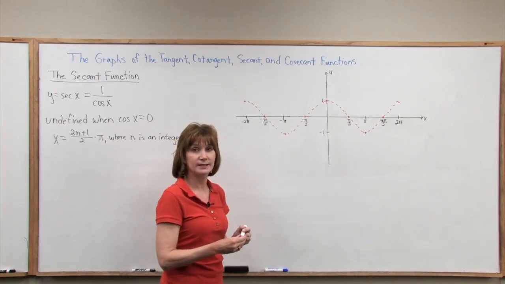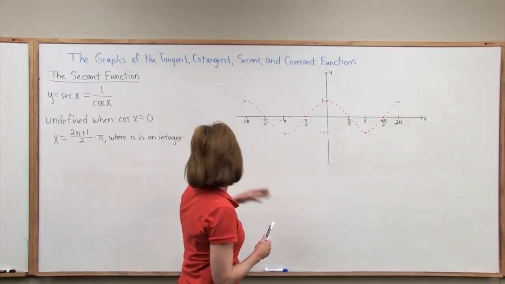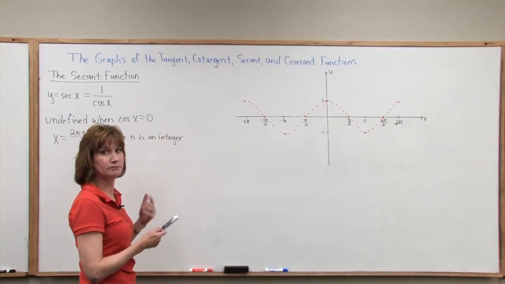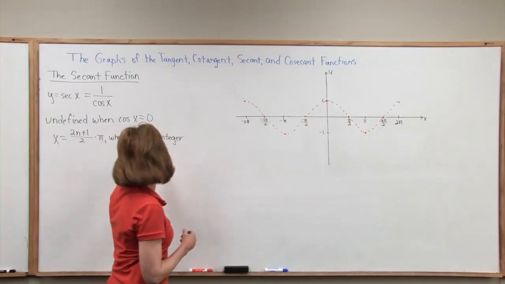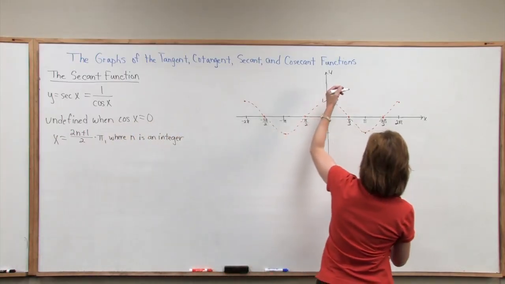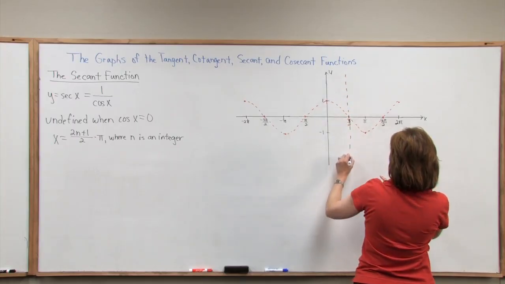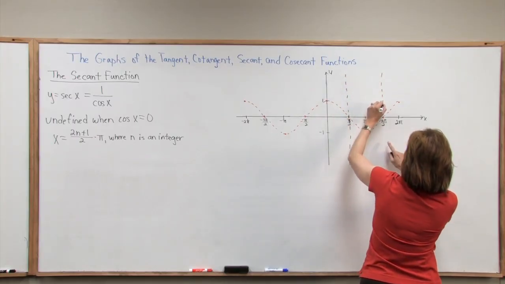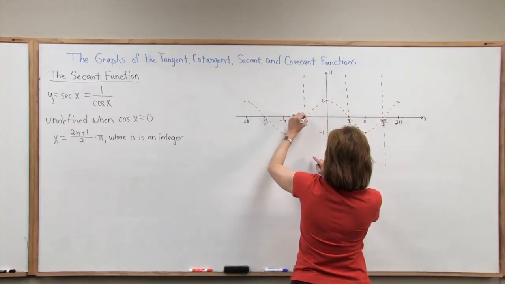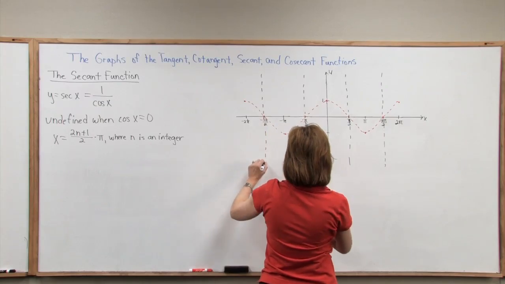So since the secant is the reciprocal of the cosine, we're going to be able to get some points. First of all, remember we said that wherever the cosine is 0, the secant will be undefined. That's where the vertical asymptotes will be. So I can see that there's going to be a vertical asymptote at pi over 2, 3 pi over 2, negative pi over 2, negative 3 pi over 2.